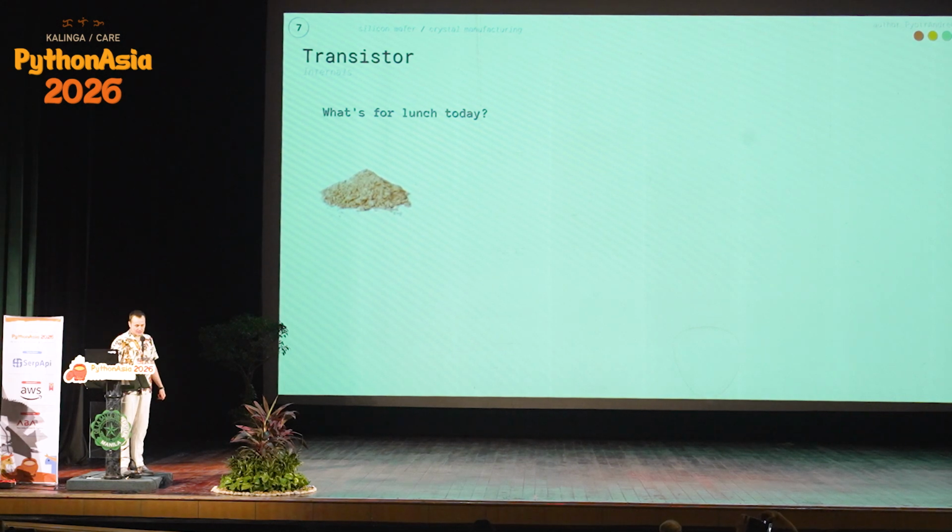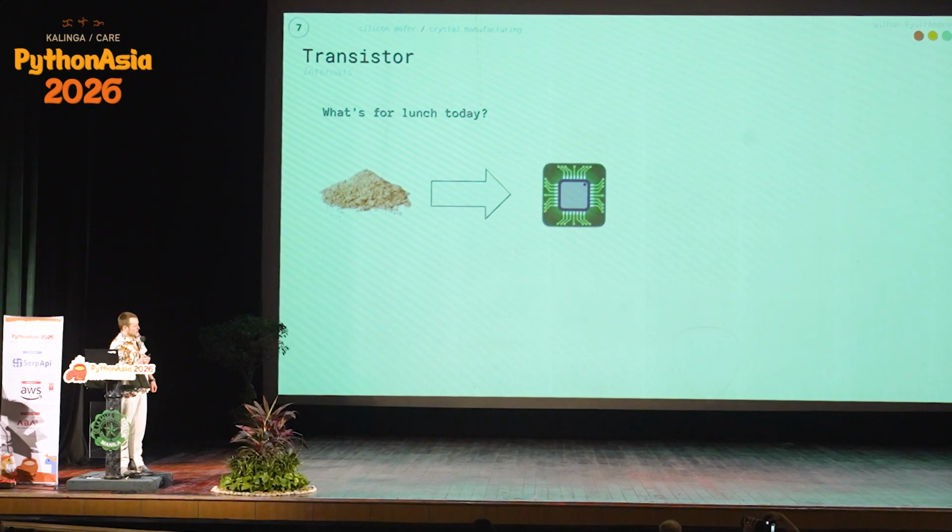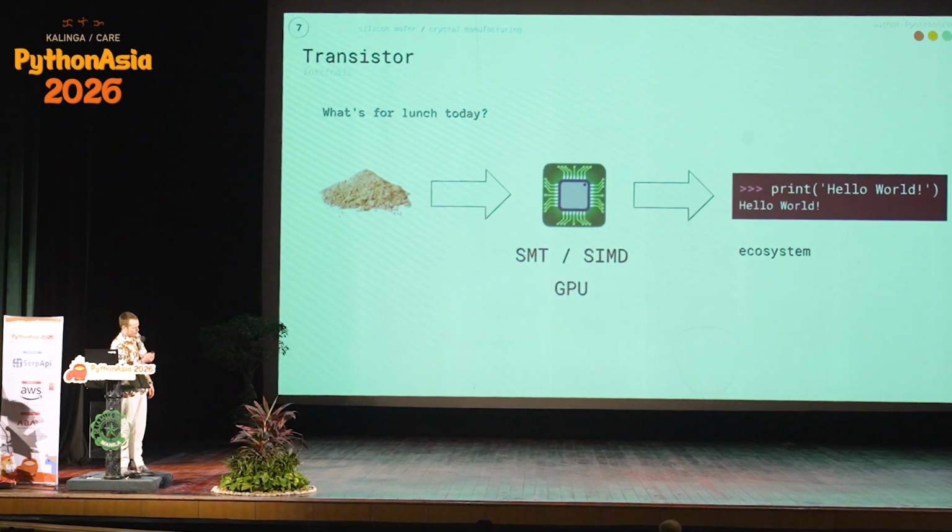We will start from SIMD. This is silicon, the material for producing chips. This chip executes via registers, via instructions, and optimizations. What we'll discuss today: simultaneous multithreading, SIMD instructions, SIMD registers. And chips can be different, with different architectures and purposes: GPU, CPU, TPU, and other more specialized ones. And all of this executes our code, like print hello world, via ecosystem tools like NumPy, Numba, and so on.